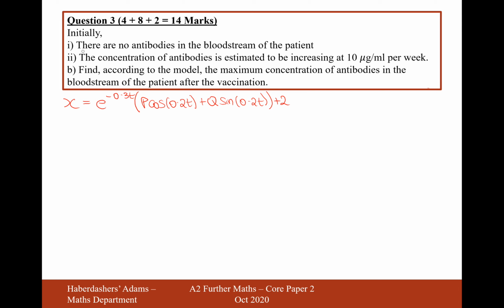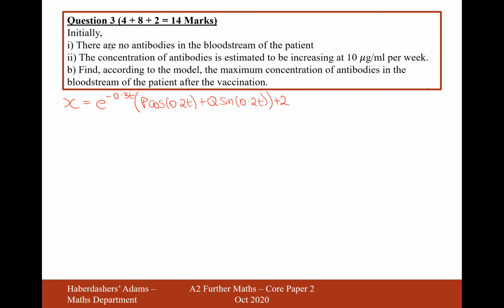Okay, so initially there are no antibodies in the bloodstream of the patient, and the concentration of the antibodies is estimated to be increasing at 10 micrograms per milliliter per week. Find, according to the model, the maximum concentration of antibodies in the bloodstream of the patient after the vaccination.